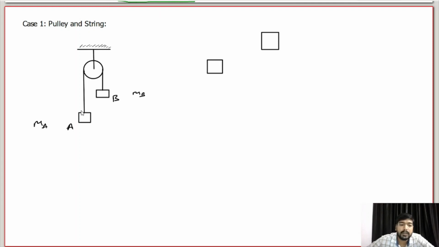In this, from here there will be tension, and at the bottom there will be the masses, that means weight. Suppose this is our block A and this is block B. This is MAG, mass times acceleration due to gravity. This is the tension. Here the tension is T, because it's the same string. As I told you, the tension will be the same, T.